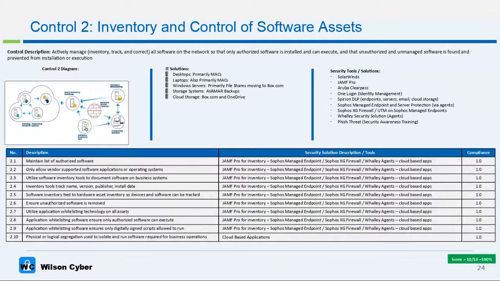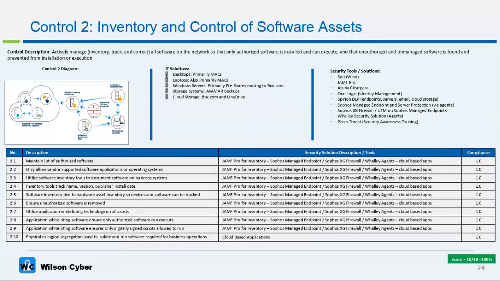Control number 2, they're at 100%, and they're inventorying their software, which the control is to actively manage, inventory, track, and correct all software in the network. Only authorized software is installed and can execute. Unauthorized, unmanaged software is found and prevented from installation or execution. Once again, we listed the diagram, the solutions, and the tools.